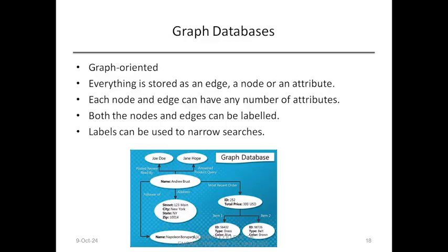Then we have graph databases. Everything is stored as an edge or a node or an attribute. Each node and edge can have any number of attributes. Both the nodes and edges can be labeled. Labels can be used to narrow searches. Typical graph structure where we have nodes and edges. Nodes and edges can have attributes, or the way the data flows around the nodes is mentioned, and it is a directed graph. Graph databases are mostly used in social networks.